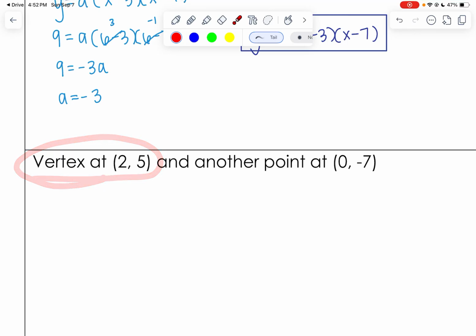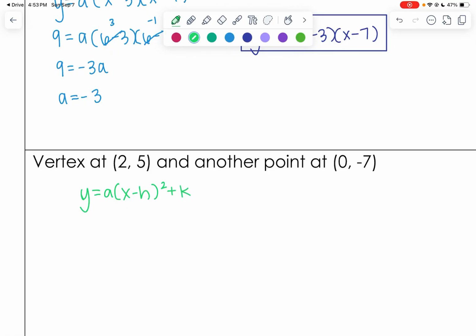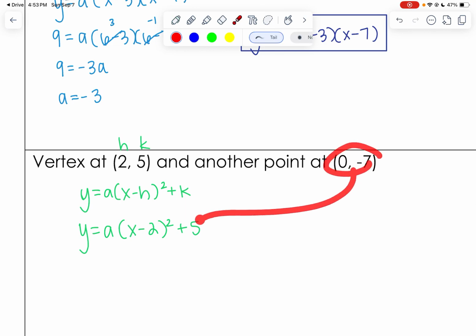So you should be using vertex form. Vertex form is y equals a times x minus h squared plus k. And I already know h and k. So I'm going to start with that, and then I'm going to use this other point to help me find a. So y equals a times x minus 2 squared plus 5. And then from there, I'm going to plug that other point in, and then use that to figure out what a is.